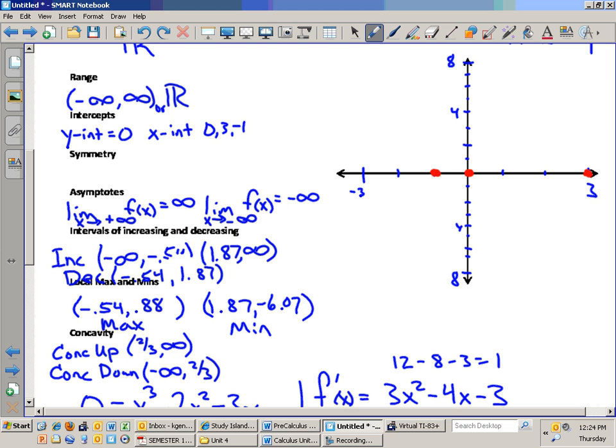So let's plot those. I have negative 0.54 and 0.88, so negative 0.54 and 0.88 will be right there. And then 1.87, so right about here, and negative 6, approximately, right there. And now we're able to sketch our graph.